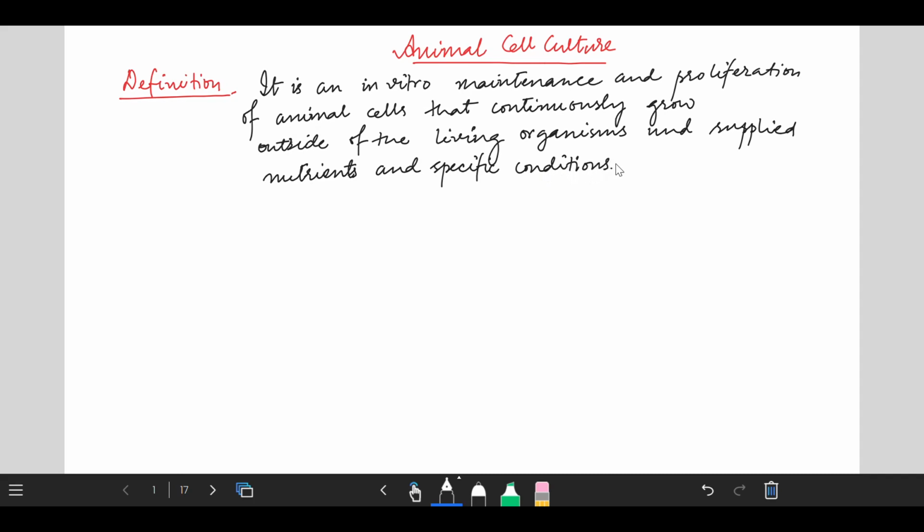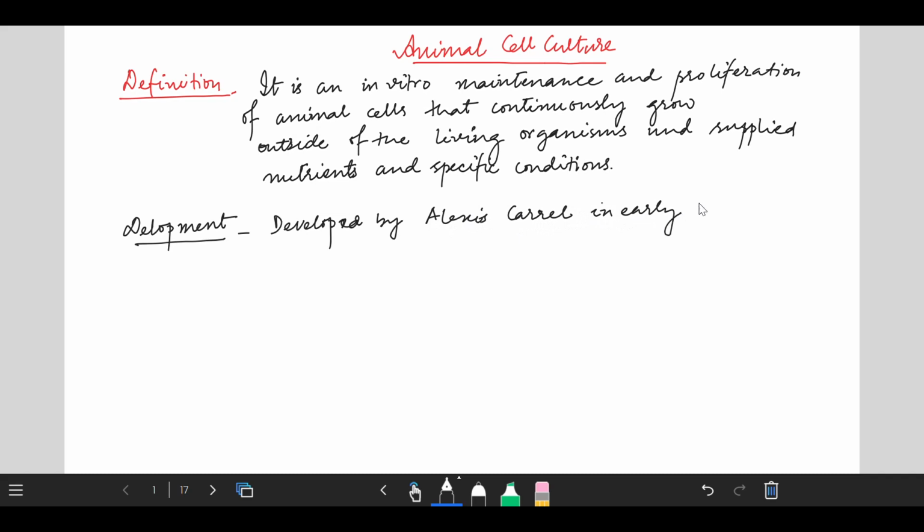Now, who developed the technique like animal cell culture technique? It was developed by Alexis Carrel in the early 20th century. So this technique is developed by Alexis Carrel.